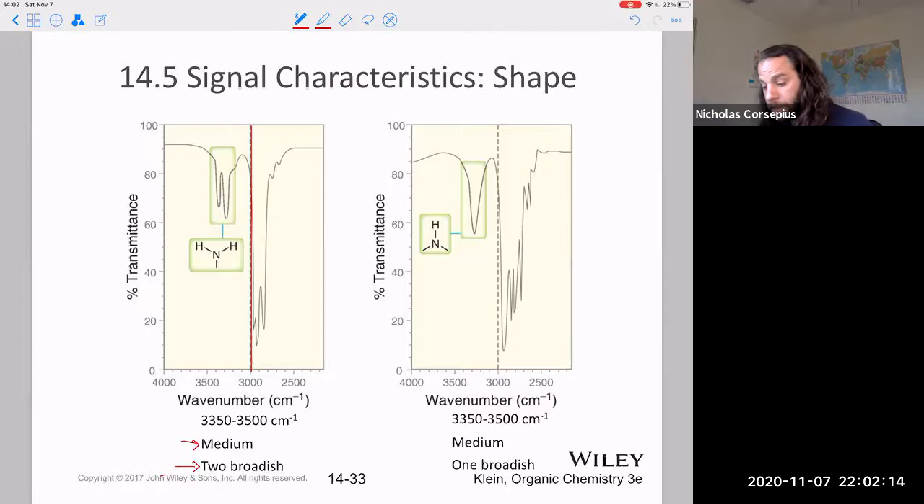Okay, and then the big characteristic difference between a primary amine versus a secondary amine is how many peaks you actually see. So in a primary amine, you will see two peaks, these like buddies right next to each other in this region. Whereas if it's a secondary amine, you will only see one. Okay, again, kind of broadish of medium absorbance in the 3350 to 3500 region.